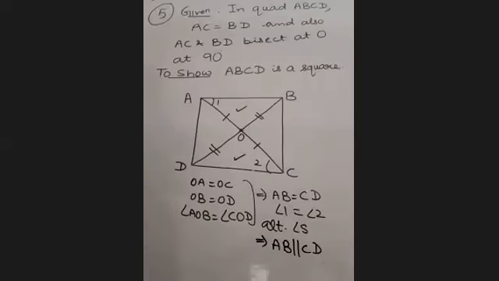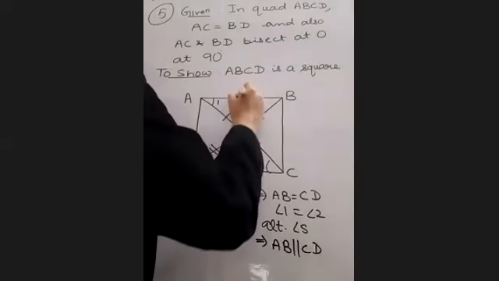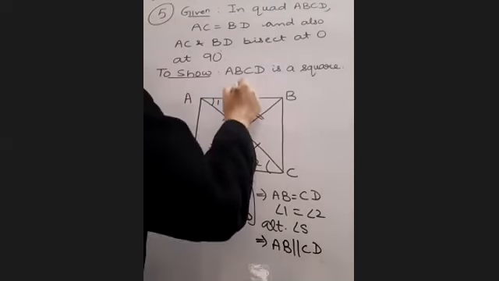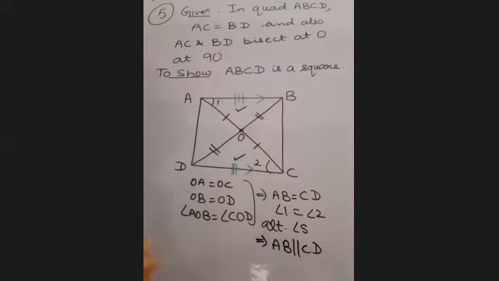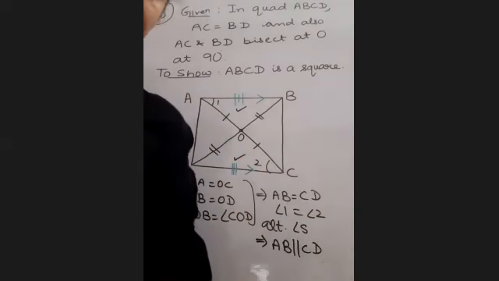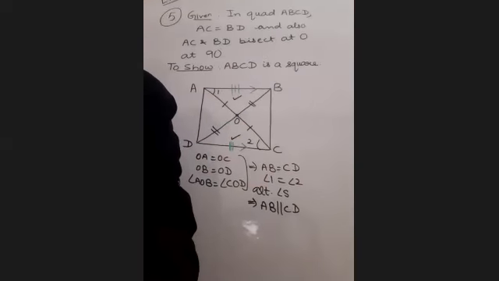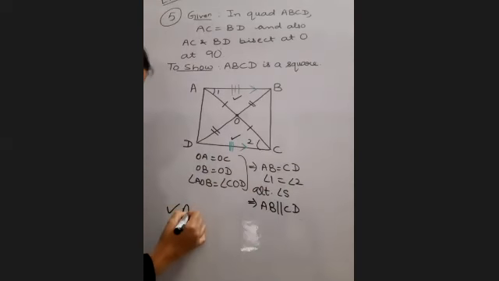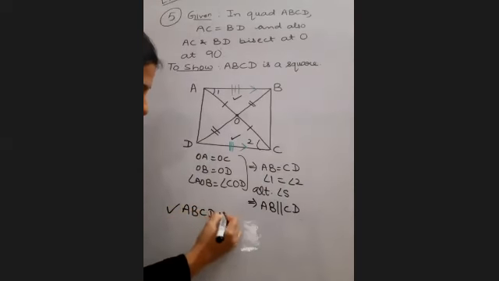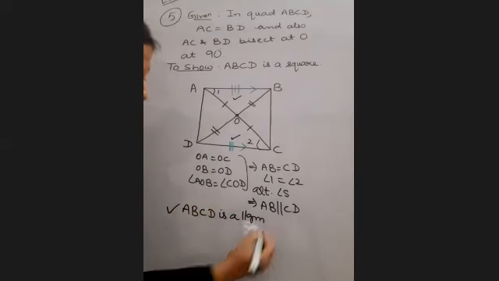Now, children, anything that is clicking you? We are getting AB equal to CD, also AB parallel to CD. AB is equal as well as parallel. So, what does ABCD become? Parallelogram. So, we are getting that ABCD is a parallelogram. Now, let us see what we are going to do. We are having it as a parallelogram. In the next step, we shall show it to be a rectangle.